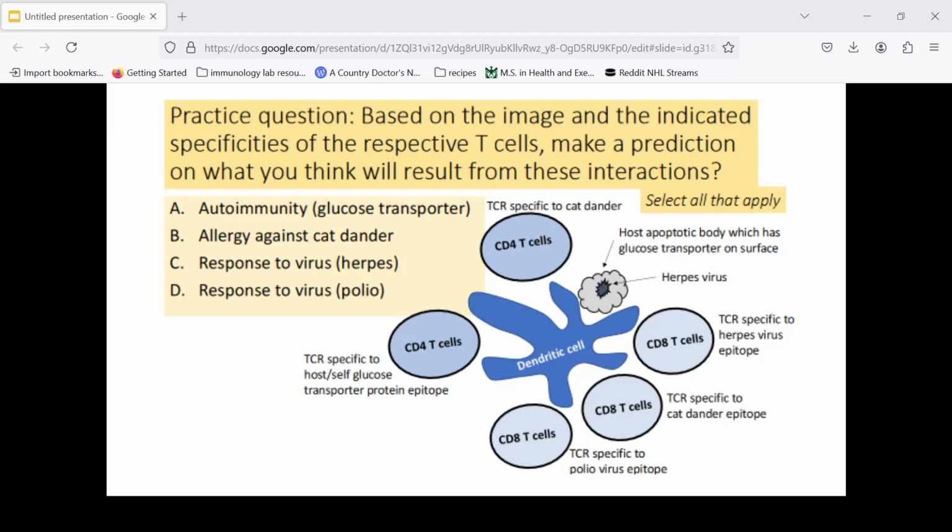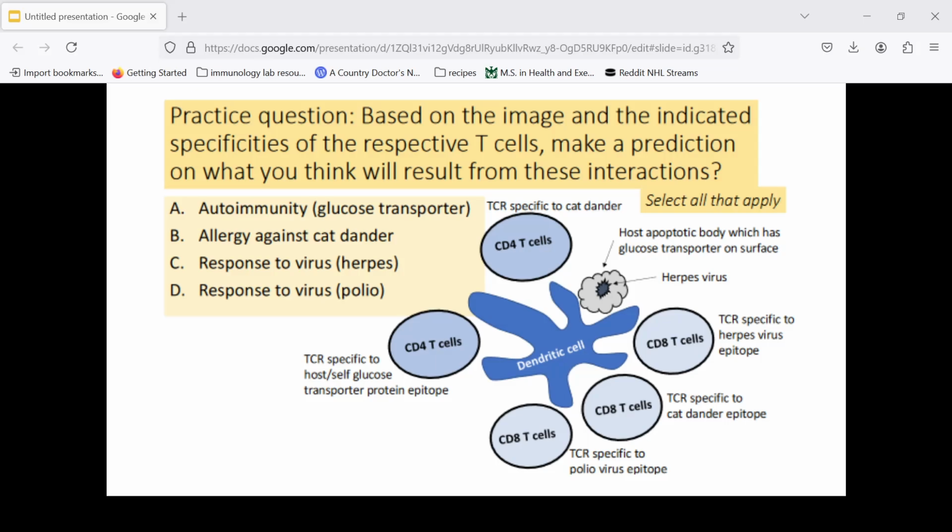Okay. How about herpes? Are we going to have an immune response or a memory T cell to herpes? Brilliant. Why? Because there's herpes presented. There's herpes epitopes, and we got PAMPs. Brilliant. Polio. Are we going to see a polio? No. Actually, reverse. Just kidding. Yes. No, sorry.